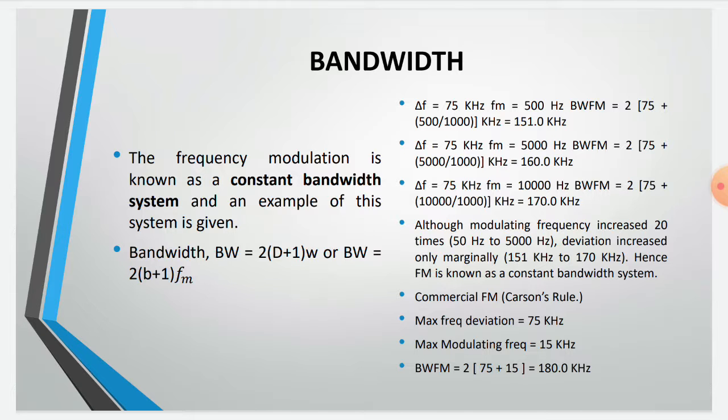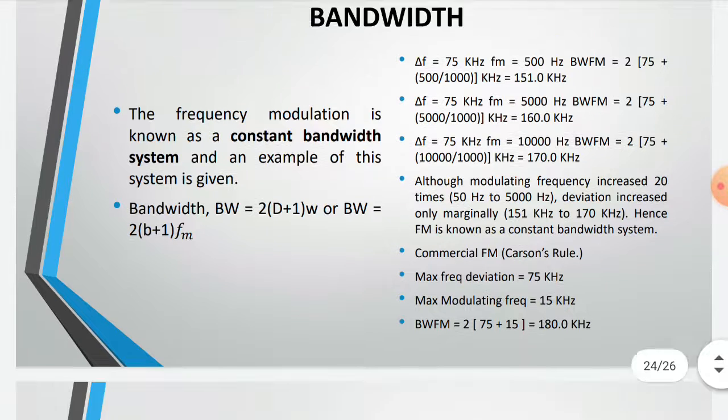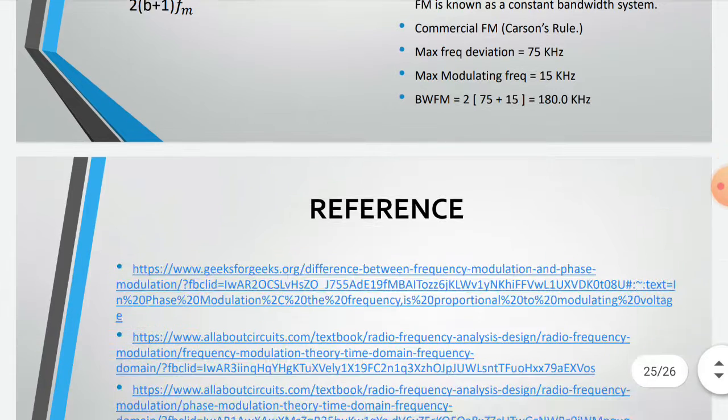Although modulating frequency increased 20 times, from 50 hertz to 5000 hertz, bandwidth increased only marginally, from 151 kilohertz to 170 kilohertz. Hence, FM is known as a constant bandwidth system. Commercial FM by Carson's rule. Max frequency deviation is equal to 75 kilohertz. Max modulating frequency is equal to 15 kilohertz. BW FM is equal to 2 times the quantity 75 plus 15, which would total 180 kilohertz.